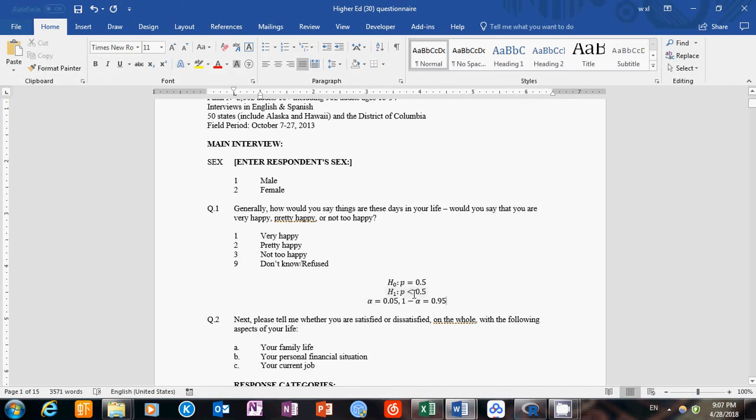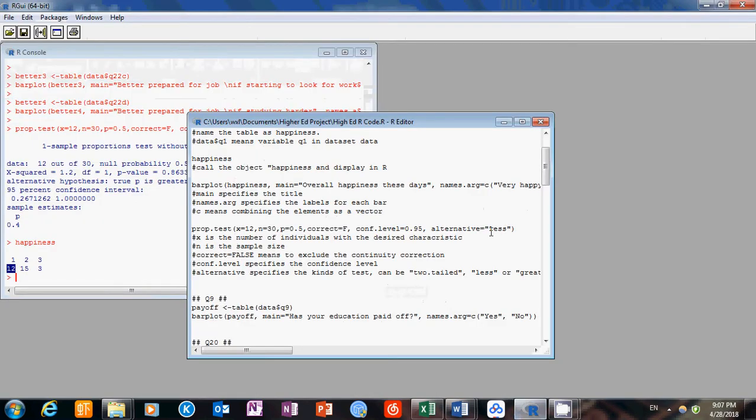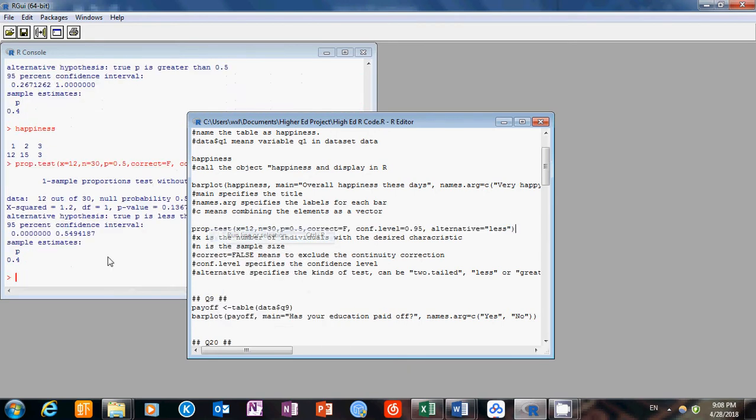If P is not equal to 0.5, then in that case, it will be a two-sided hypothesis testing. So if it is not equal to, then I will type two.sided. So that will be a two-sided hypothesis testing. Here, because we're testing less than 0.5, that will be less. And then we can run this whole line to carry out the test.